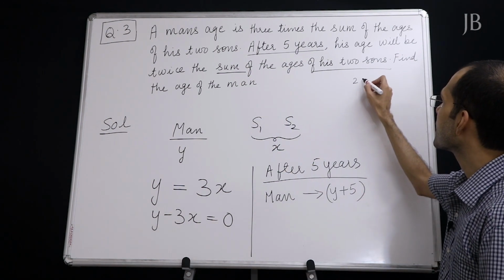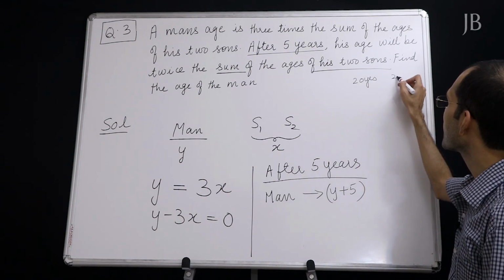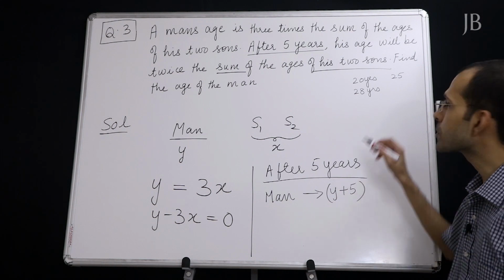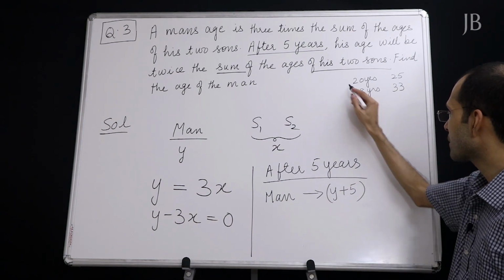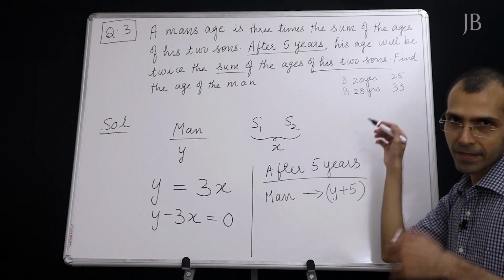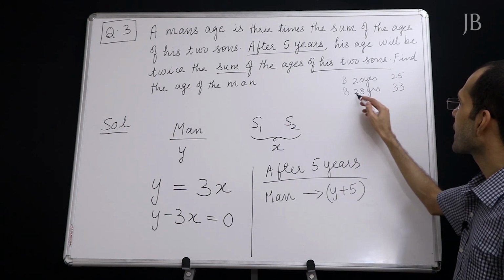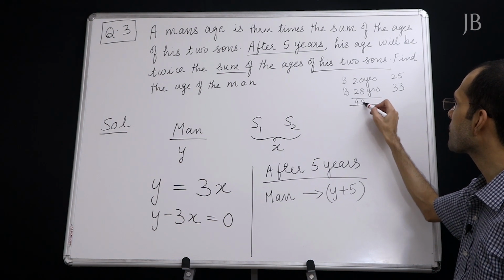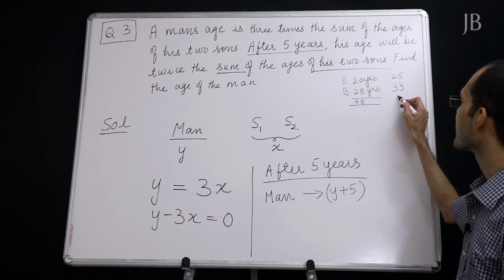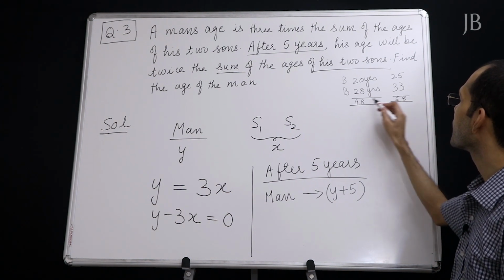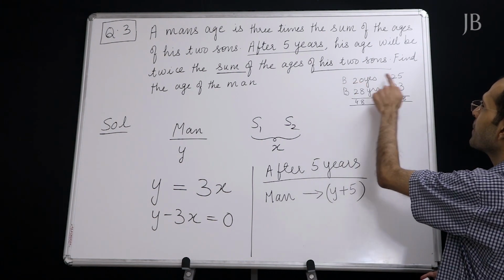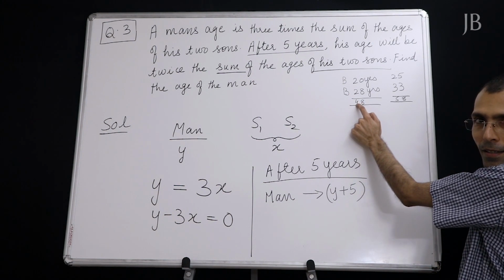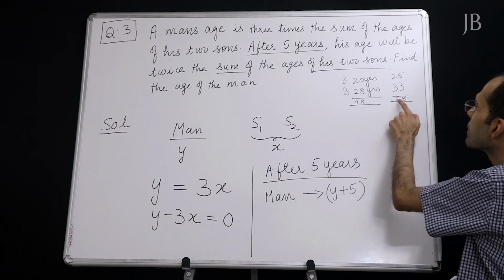See, if one son is 20 years right now, after 5 years he will become 25. Other son is say 28 years. After 5 years, he will become 33. Now, what is the sum of the ages right now? This is the present and this is after 5 years. Present sum of their ages is 48. Sum of their ages after 5 years is 58.